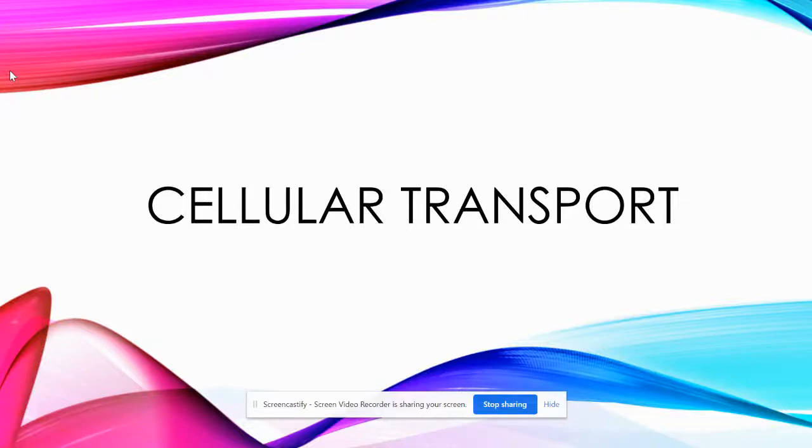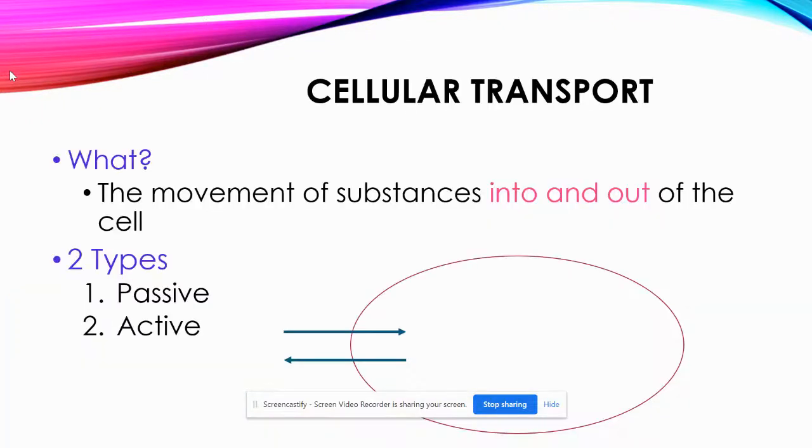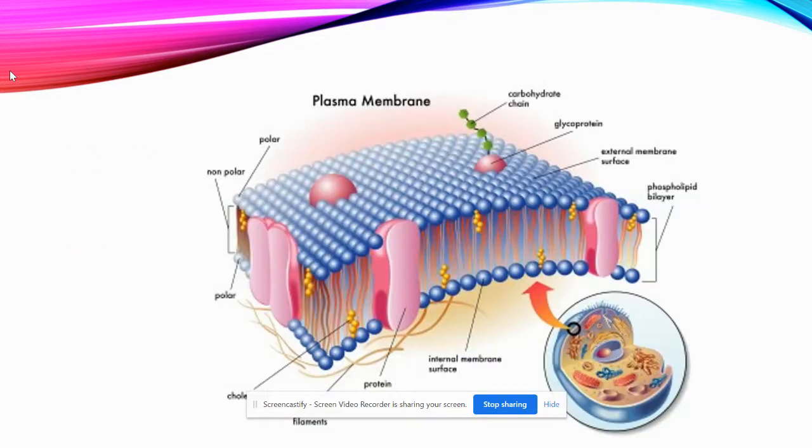Today we are going to talk about cellular transport. That is the movement of substances into and out of cells. And the two types we're going to talk about are passive and active. Everything that comes into or leaves the cell does this through the cell membrane. And you can think of the cell membrane as a border patrol, which determines what comes in and what goes out.